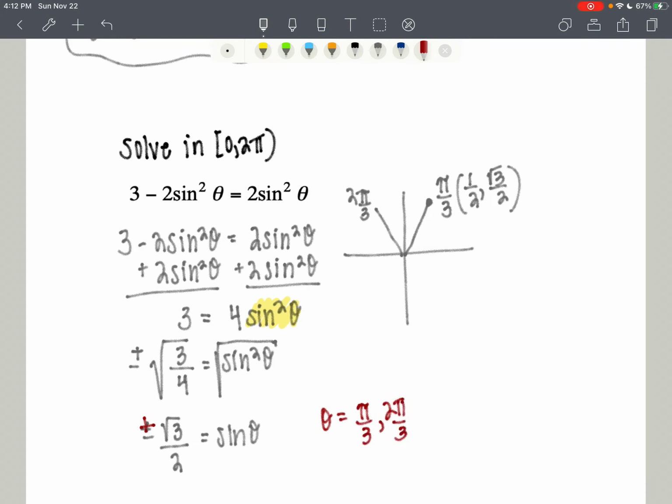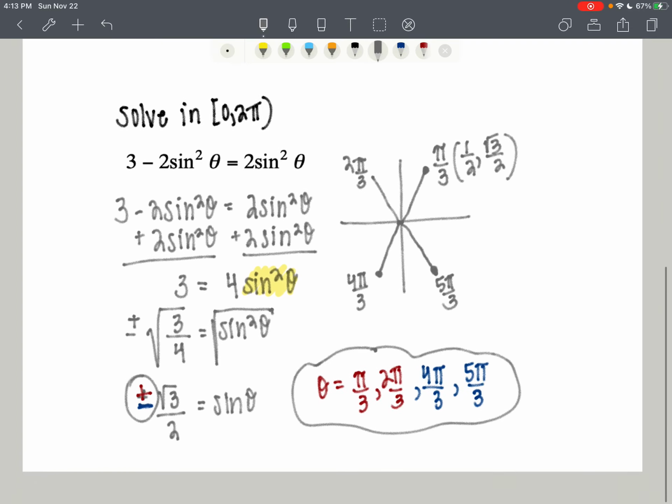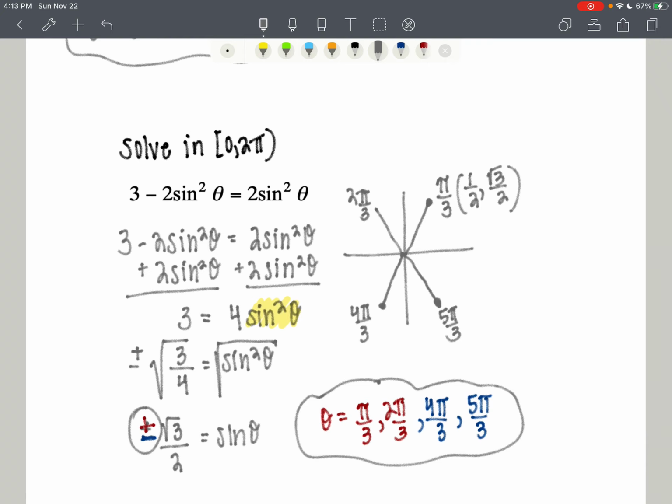And then we also want the ordered pairs where the square root of 3 over 2 is negative. And that's going to be 4 pi over 3 and 5 pi over 3. So our negative values will give us angles of 4 pi over 3 and 5 pi over 3. So basically, long story short, because we have this plus or minus, we're going to have the pi over 3 angles in all 4 quadrants. That would be pi over 3, 2 pi over 3, 4 pi over 3, and 5 pi over 3.